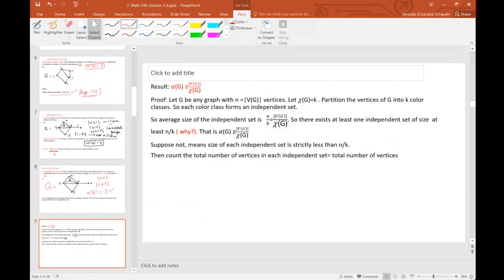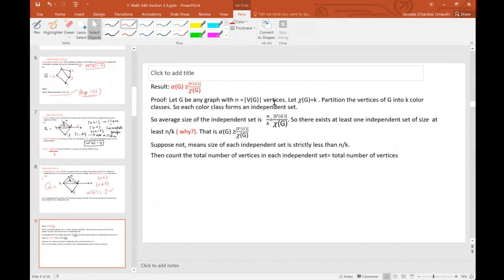This is the result. This alpha of G is the independence number, and the absolute value of V of G is the total number of vertices in the graph, and this is the chromatic index. This is not very obvious like the previous result, but I'm going to prove it and it will make more sense to you.